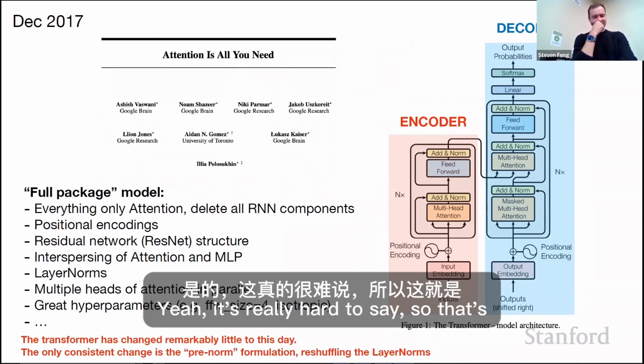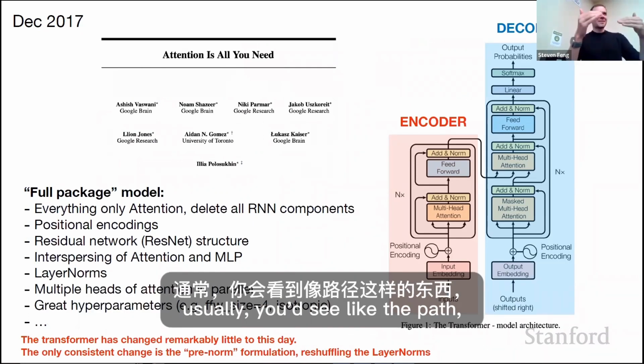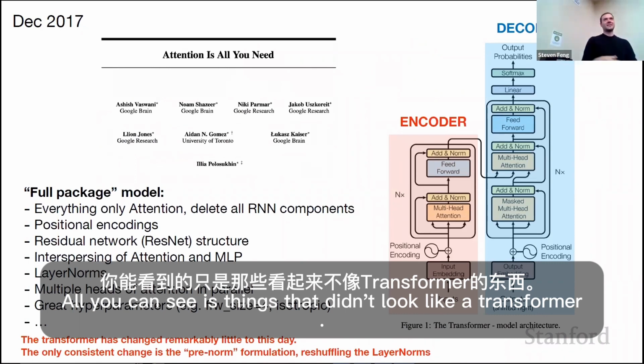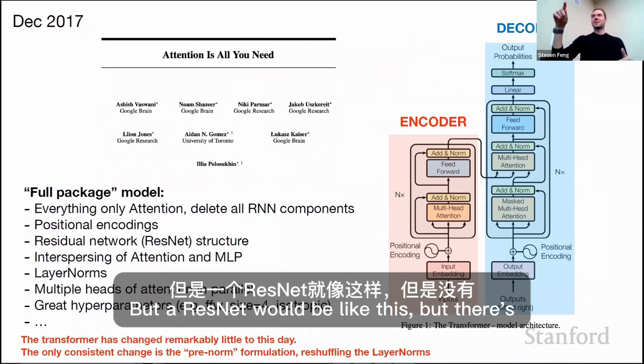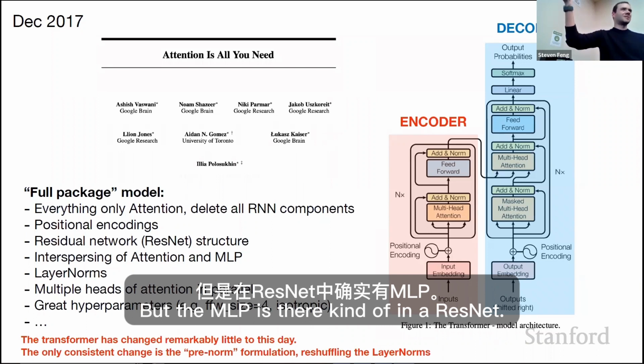Yeah, it's really hard to say. That's why I think this paper is so interesting. Usually you'd see a path, and maybe they had one internally, they just didn't publish it. All you can see are things that didn't look like a transformer. You had ResNets, which have lots of this, but a ResNet has no self-attention component, though the MLP is kind of there in a ResNet.